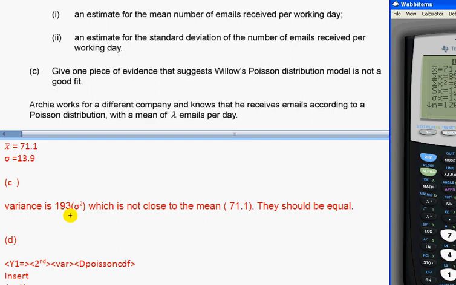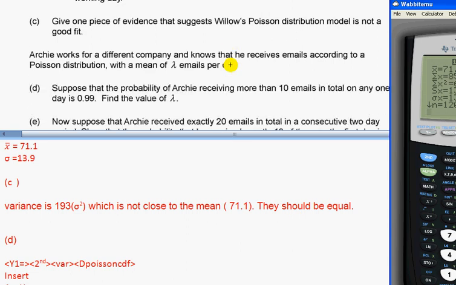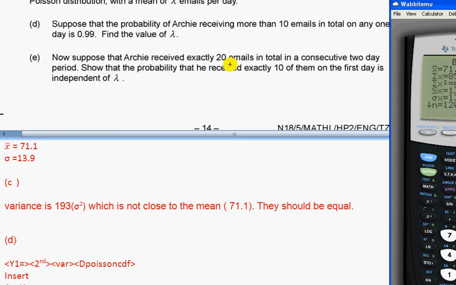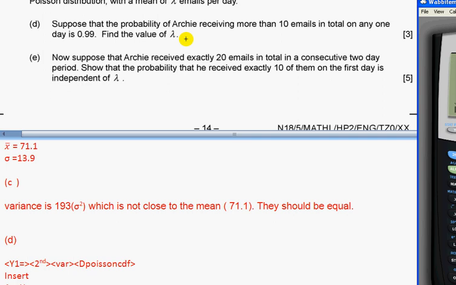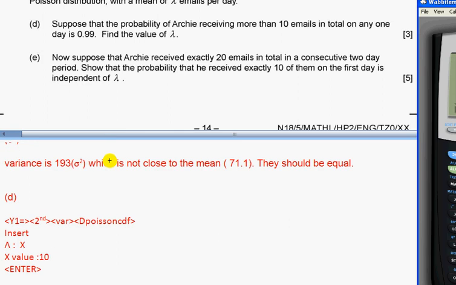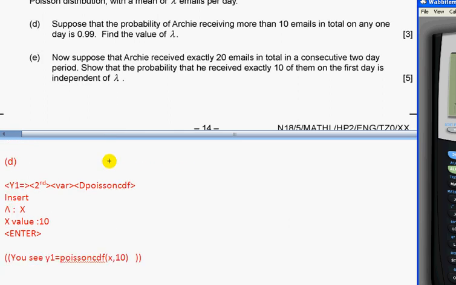Find the value of lambda. So we have Poisson distribution. Lambda we know, more than 10, and probability is 0.99. How we solve this? So this is D. So 0.99 is more than 10. It means that less than 10 will be 0.01. So we use this value 0.01 for less than 10.